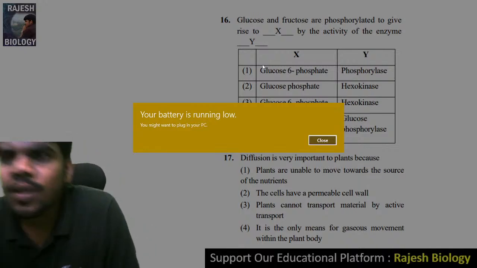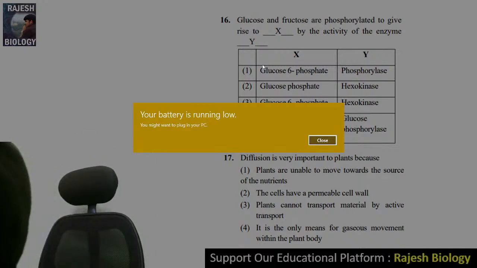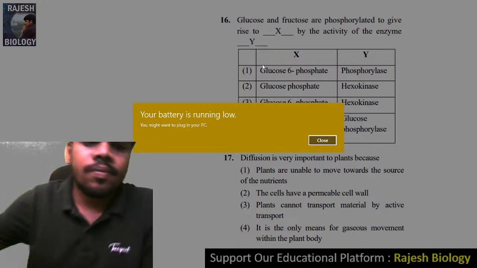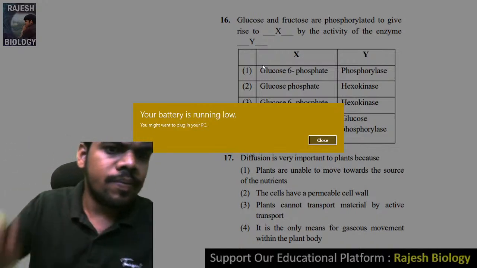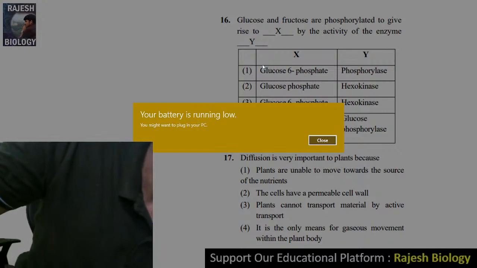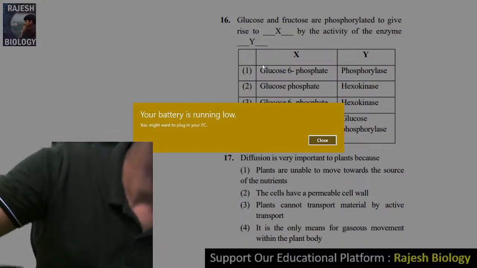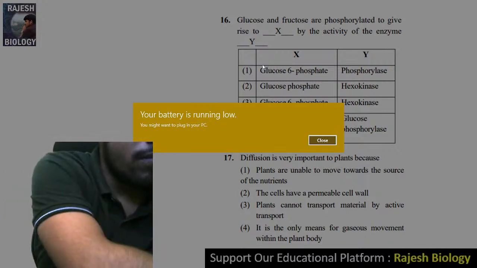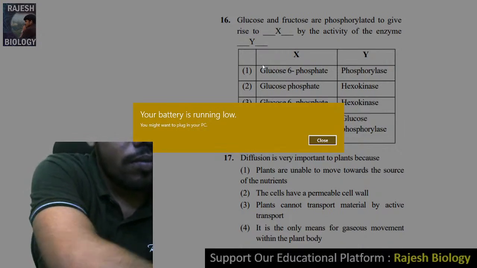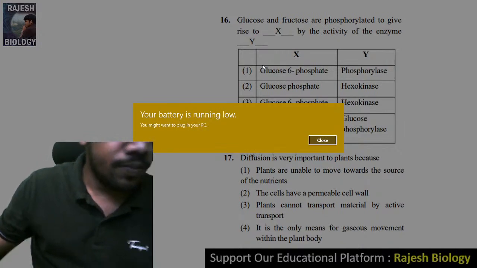One minute. I'm going to adjust the charger.